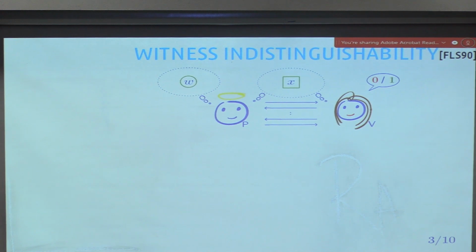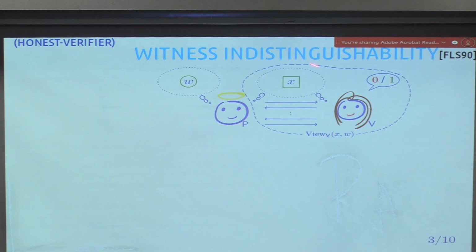So what is witness indistinguishability, or WI for short? Again, you have the same setting: prover and verifier. They hold a common X and the witness, and for this talk we will be thinking about honest verifiers. These are verifiers which stick to the protocol, but still try to learn something about the witness. To define witness indistinguishability, it's useful to define the view of the verifier, which is essentially whatever the verifier sees in this interaction.